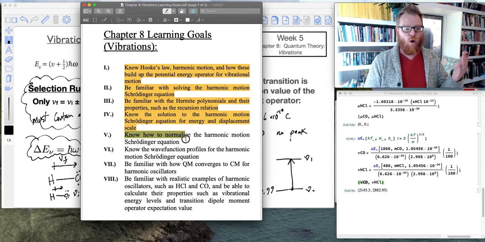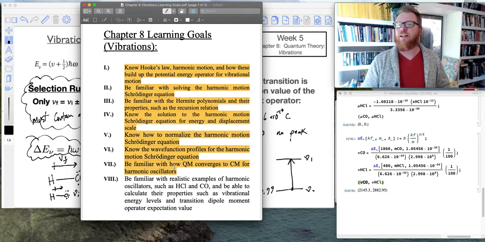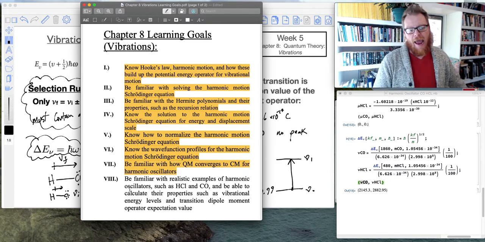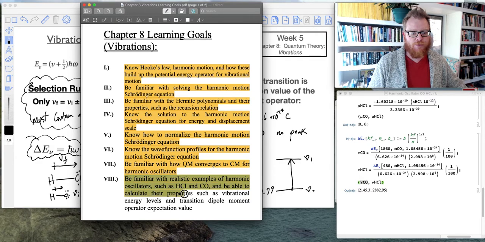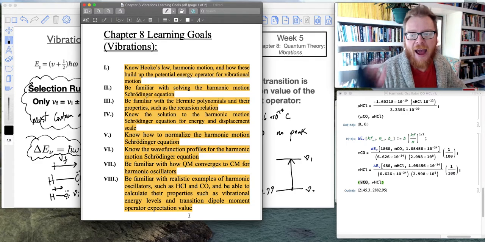So, know how to normalize the harmonic motion Schrodinger equation. I did that. Know the wave function profiles, okay? Be familiar with how QM converges to CM for harmonic oscillators at large quantum numbers. And be familiar with realistic examples of harmonic oscillators, such as HCl and CO, and be able to calculate their properties, such as vibrational energy levels or transition dipole moment operator expectation values. We're going to get practice with that in the Mathematica assignment.